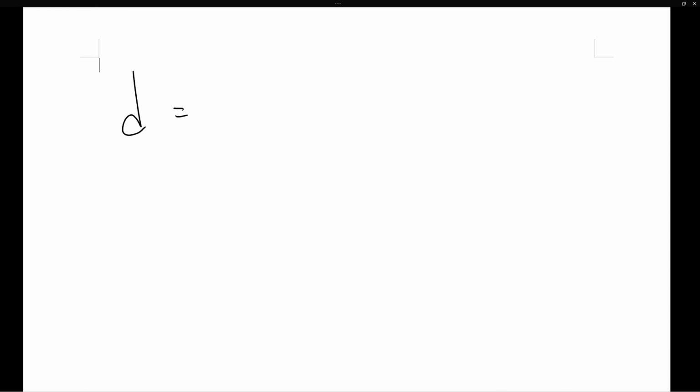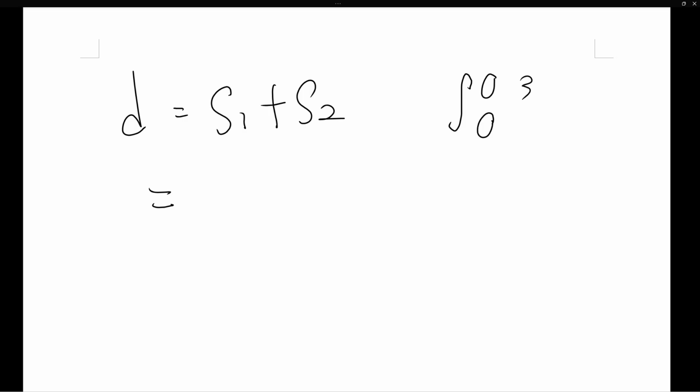This total distance, by the way, is S1 plus S2. Okay, how are you going to get that? Of course, you have to do integration. In this case, you have to use the limits, which means there is a value at the top and the bottom. So for example, 0 to 3 seconds, something like that. So we have to split it out first.